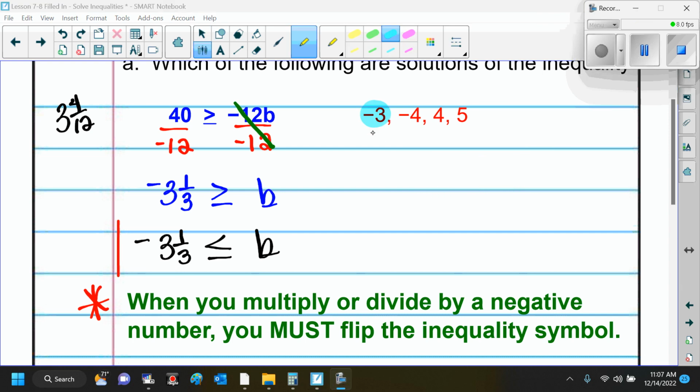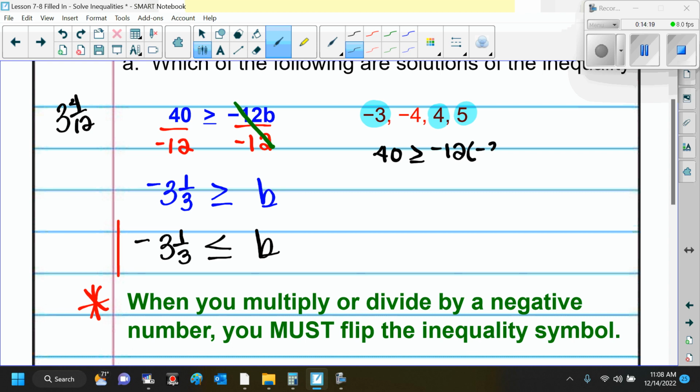Negative 3 is greater. Yeah, 4, because that's a positive, and 5 is a positive, right? So we can pick those. So let's check it out. Let's put those into the inequality. As we know, we already put in negative 4, and we know that's not a solution. So let's put in the others. So we've got 40 is greater than or equal to negative 12 times negative 3. That's 40 is greater than or equal to 36. Is that true? Yes.